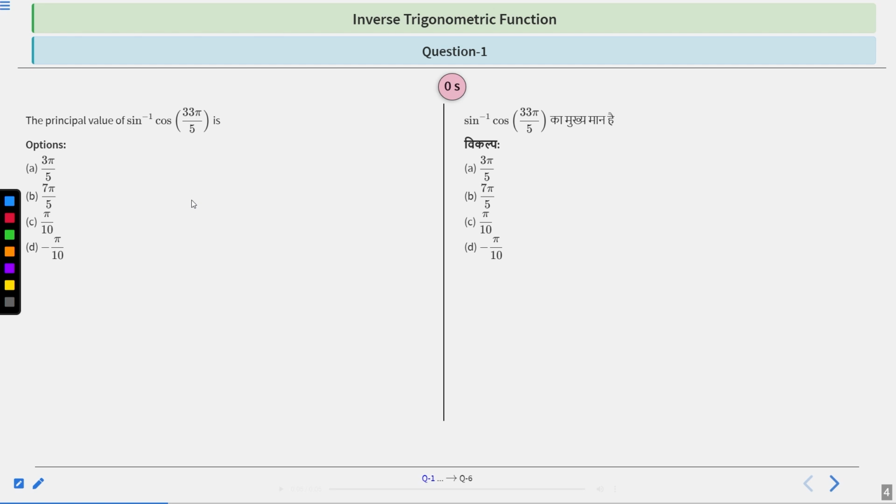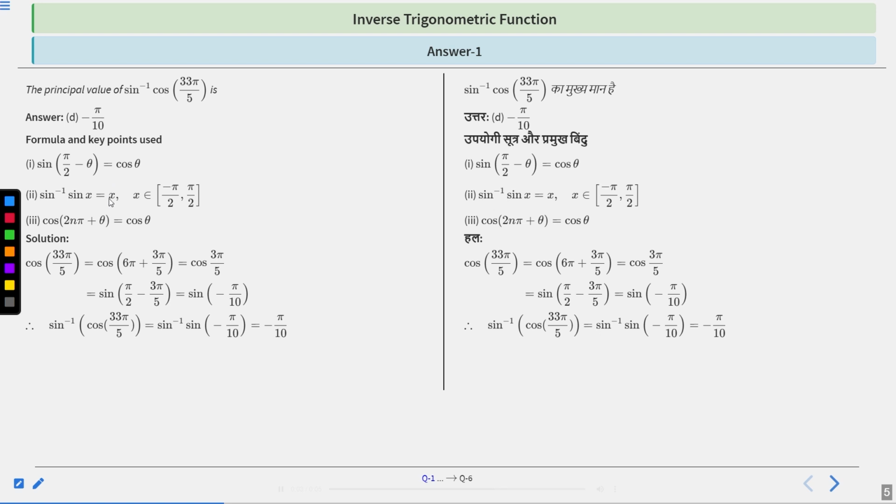Okay, let's move to the solution part. The formulas and key points we will use in this question are: sine of pi by 2 minus theta is equal to cos theta. Second, sine inverse sine x is equal to x when x belongs to minus pi by 2 to pi by 2. Next, cos of 2n pi plus theta is equal to cos theta. Right. Now let's move to the solution.